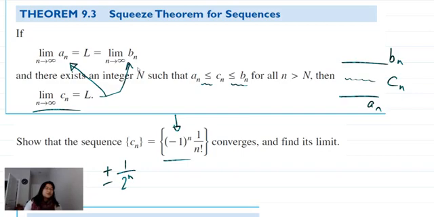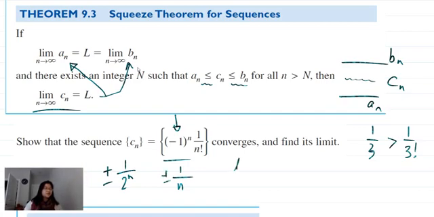We could also just use good old-fashioned 1 over n, right? The reciprocal of n is not going to be any less than the reciprocal of n factorial. Because if you just think about the example of 1 over 2, 1 over 3 versus 1 over 3 factorial, what's greater? The 1/3. So we can do plus or minus of that as well.